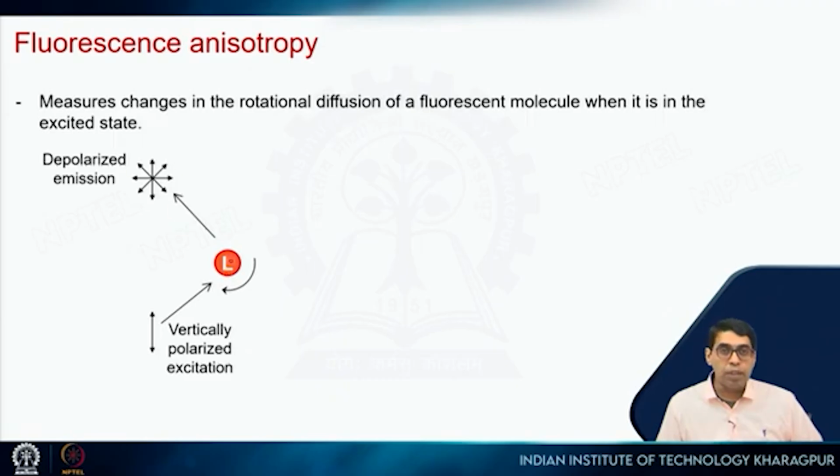However, before emission, this ligand, since it is small, will tumble faster, right? So it will tumble in all different directions, and that will depolarize this light, right? So whatever light was polarized, because of this rotational or tumbling motion of the ligand, what you will detect in the emission is a depolarized light. So you can measure how much it is depolarized, right?